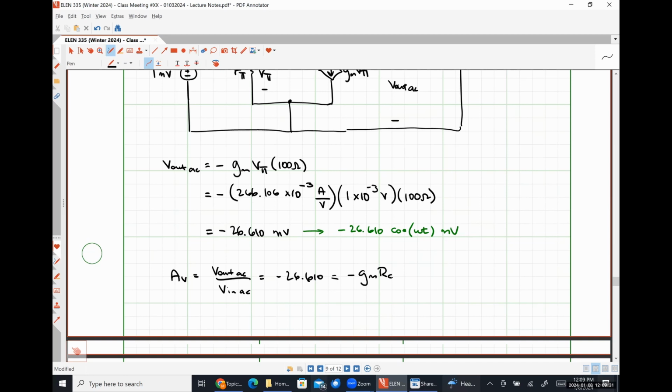This is an extraordinarily simple version of what's called a common emitter amplifier that we are going to go into much greater detail about for the third portion of this class. But we're sowing the seeds for amplifier analysis right now. Okay.